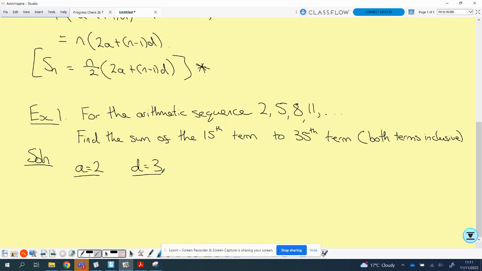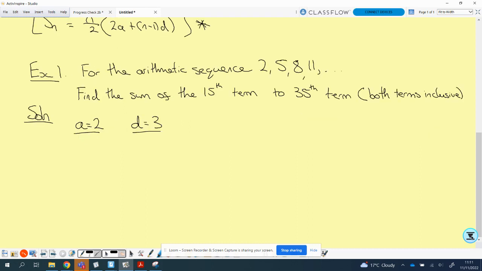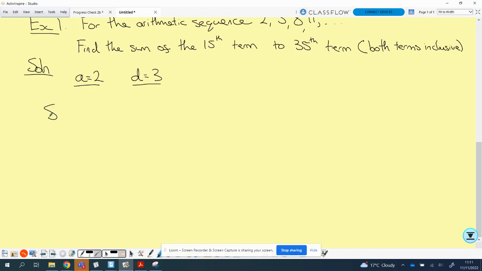So if I put that into my formula for the summation, let's do it now for the 35th term. This is going to sum the first 35 terms all together, so it includes all the terms all the way up to the 35th term. So that's going to be 35 divided by 2, because it was n divided by 2 at the front, multiplied by 2 lots of A, so that's 2 lots of 2, plus n minus 1, well that's 35 minus 1, times our difference D. I've just substituted that into the formula that we wrote down earlier on.